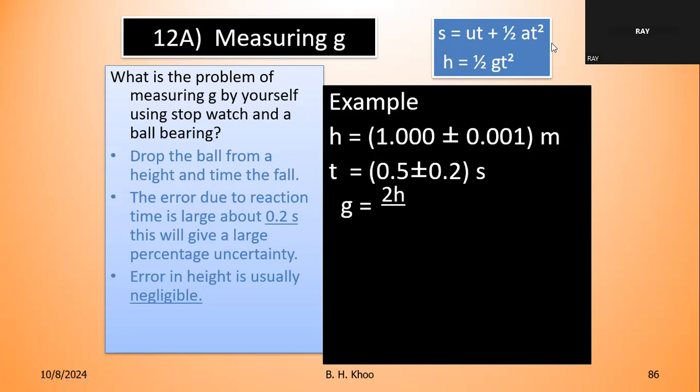So if you use this equation, s equals ut plus half at squared, you're dropping a ball, so you take downwards as positive. That's why our u is 0. Then you get half g t squared. They want to find g, take the 2 across. We get 2h divided by t squared. So you multiply that, we get our acceleration.